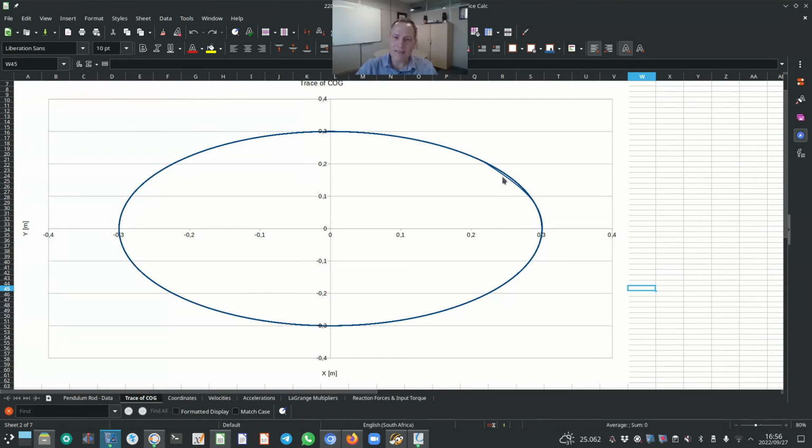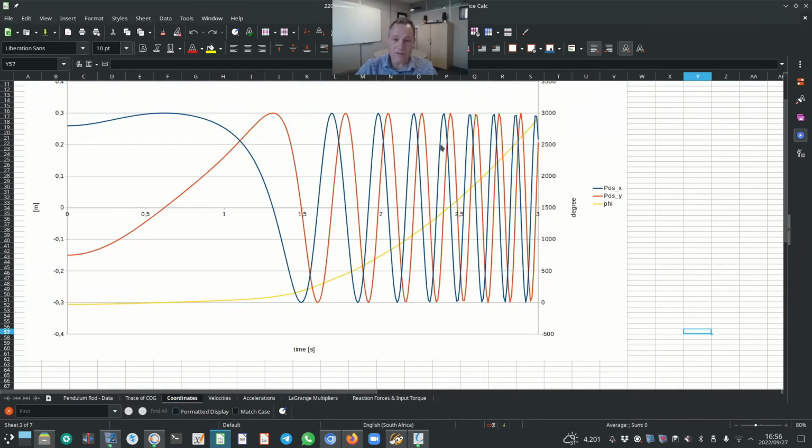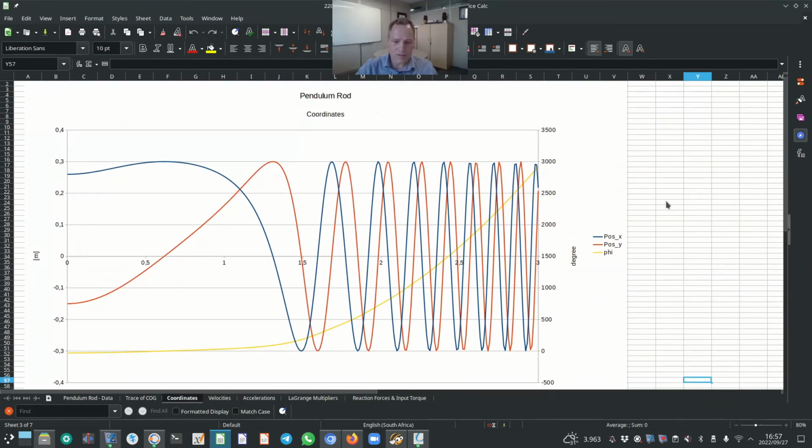Okay, the reporting time step that we've stipulated is 2 cores for the speed at which this pendulum rod is rotating. Now, to support that statement, have a look at the coordinates of the pendulum rod.